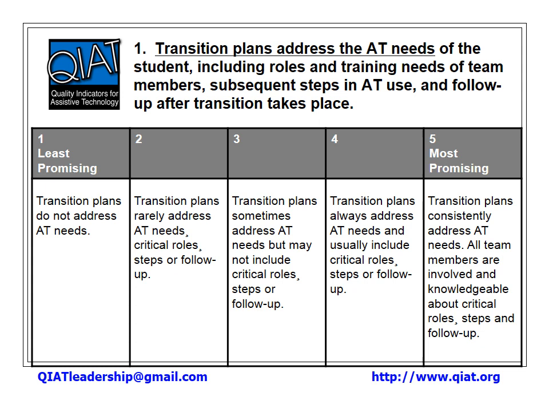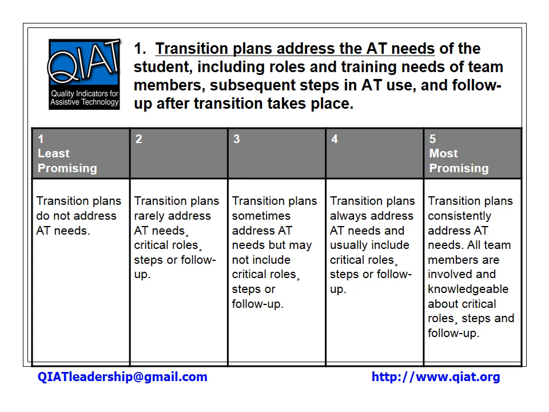Again, if you're familiar with the quality indicators, each of the areas also includes a self-evaluation matrix. Here's the picture of the self-evaluation matrix for this indicator 1 about transition plans that address AT needs. And you can see that on the chart on the number 1 side, you see the least promising example, which is that transition plans don't address AT needs at all.